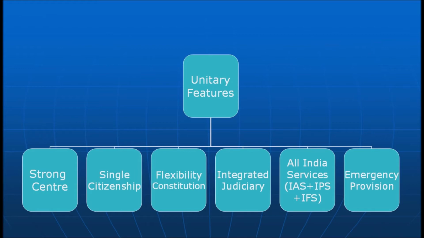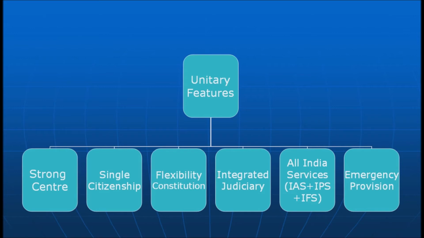Next is the single citizenship. In India we have a provision of single citizenship. That means a citizen has only one citizenship, that is the Indian citizenship. There is no separate state citizenship. Whereas if we take the example of the United States of America, the citizens of that country have citizenship of their states as well as the citizenship of the US. Whereas in case of India, there is only single citizenship. Okay, that is the citizenship of India.